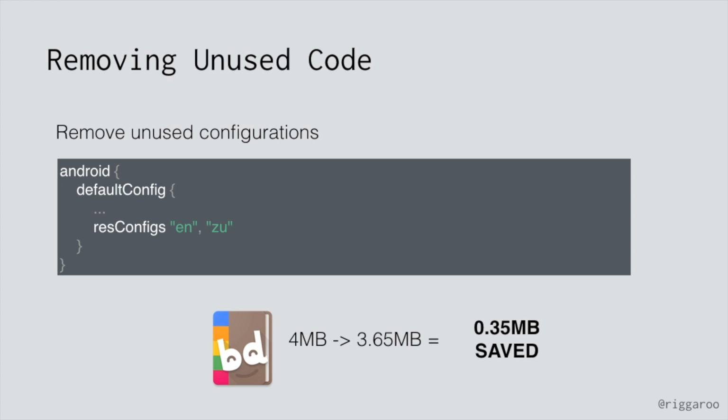Okay. So another thing that you can do is you can remove unused configurations. So in this example, because my app is only in English and I haven't translated it into other languages, if I add that resConfigs flag with the languages that I'm supporting, it'll remove from all the other libraries that you're referencing the strings that are translated into the other languages. So all the other languages like French, that kind of thing, will be removed. And this will also reduce the size of your app. You can see my Book Dash app went from 4 megs to 3.65 megs when I enabled that resConfig option.